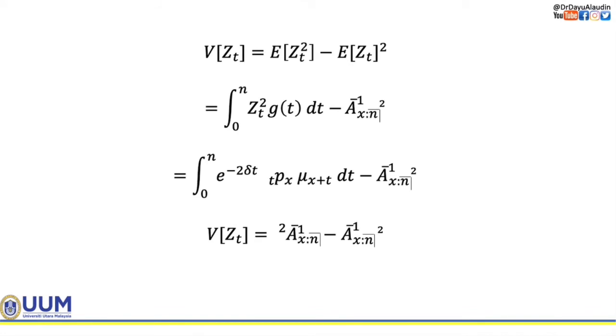And we also can find the variance. So the variance is using this equation. So this is for E of Z T squared. The difference is only the VT. Instead of using e negative delta T, we use e negative 2 delta T. And this is the NSP squared.